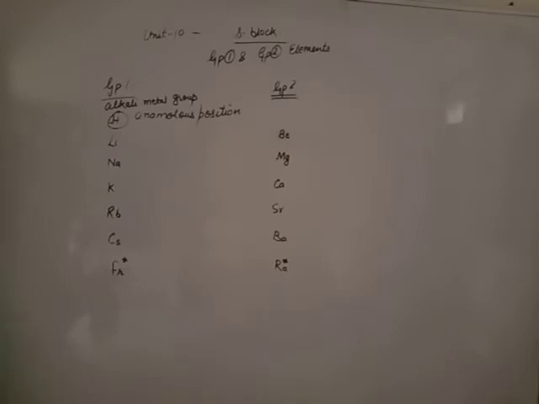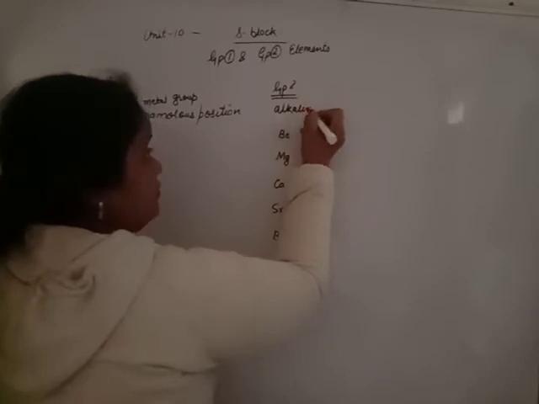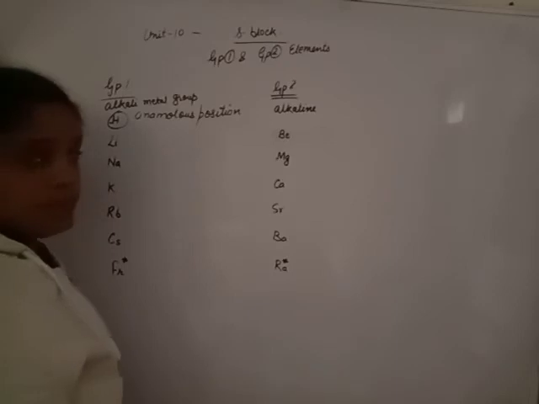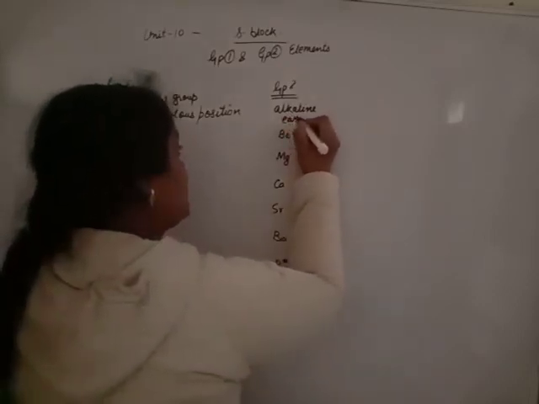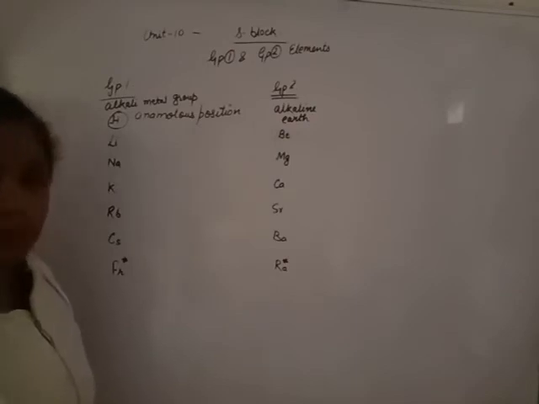Okay? Now group 2. Beta, group 2 elements also consist of those elements which are basic in nature, but they are less basic than group 1. And all these elements are found in our earth crust. Less basic means they are alkaline. Clear? All these are found in earth crust. So alkaline earth elements, all are metals.